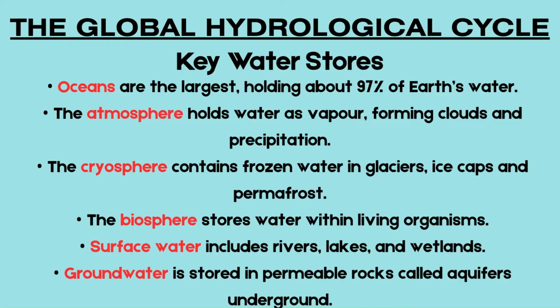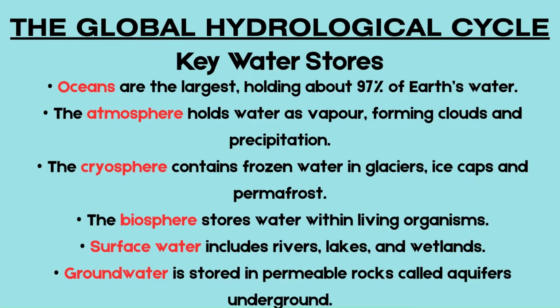3. Cryosphere. This store includes frozen water in the form of glaciers, ice caps, and sea ice. It has a long residence time, meaning the water is locked in ice for thousands of years before it becomes active again in the cycle. Because of climate change, the cryosphere has become an area of great concern, as melting ice contributes to sea level rise.